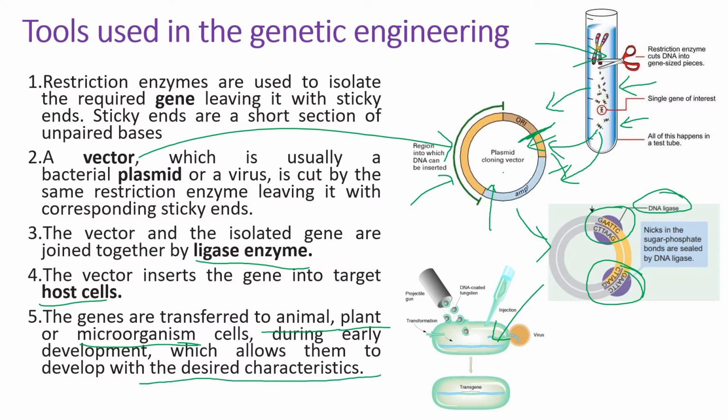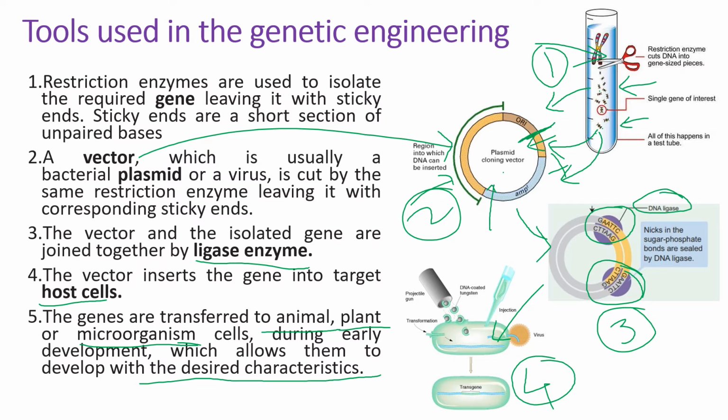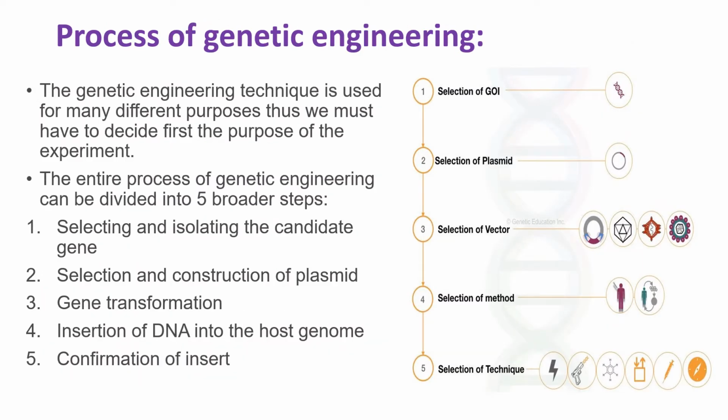So we require 4 genetic engineering tools. One is restriction enzyme, second is vector or vehicle molecule, third is DNA ligase enzyme, and fourth is host cells, in which we will create the multiple copies of our recombinant DNA molecules. So all these are collectively called tools used in genetic engineering.